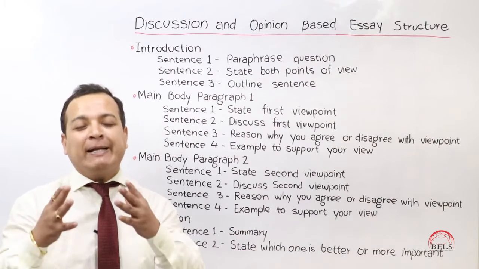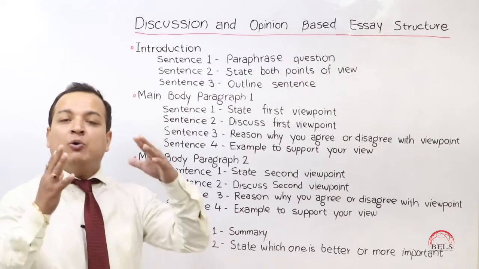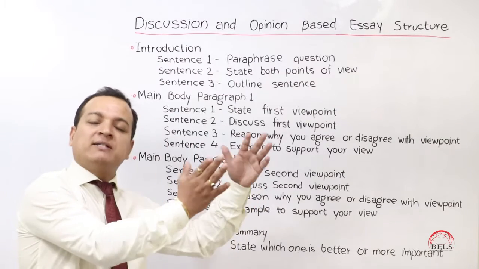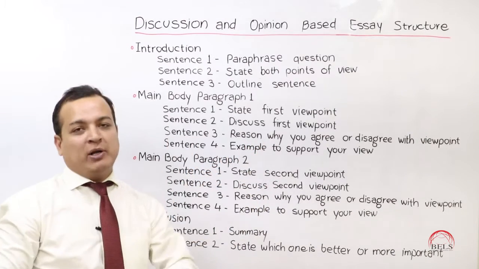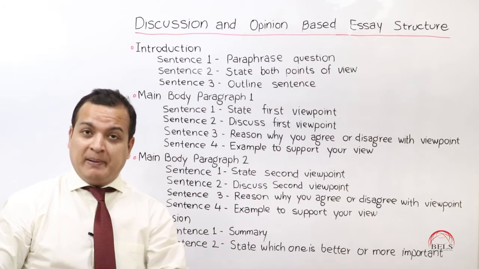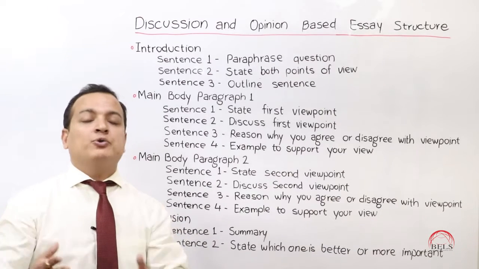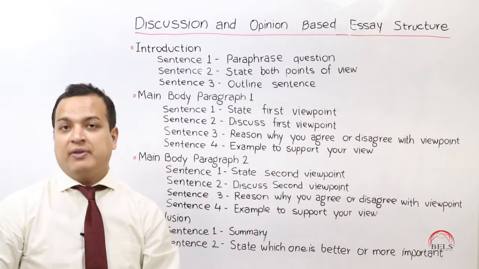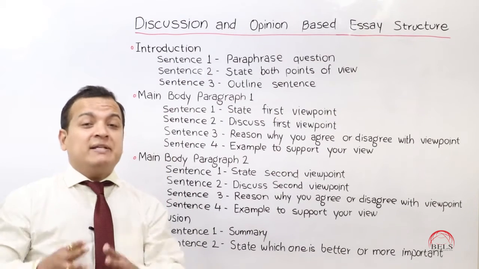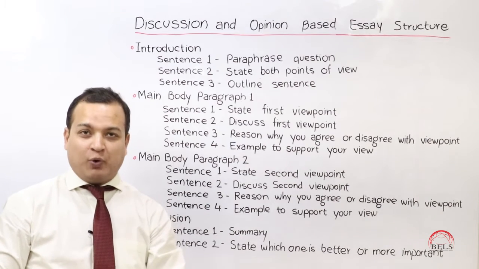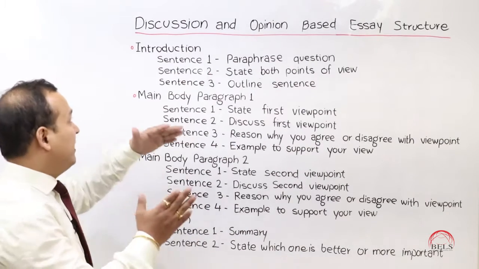So the question is clearly indicating that you have to discuss both sides of the view in the body paragraphs: one side of the view in body paragraph 1, and on the contrary, the other side of the view of the people. And finally, in the conclusion, you have to give your personal opinion there. Now, there is a particular structure which you have to follow in this category of question. So, the structure we have mentioned here.